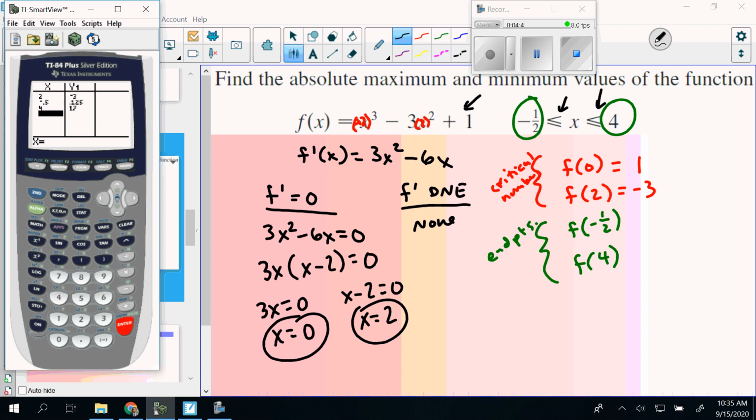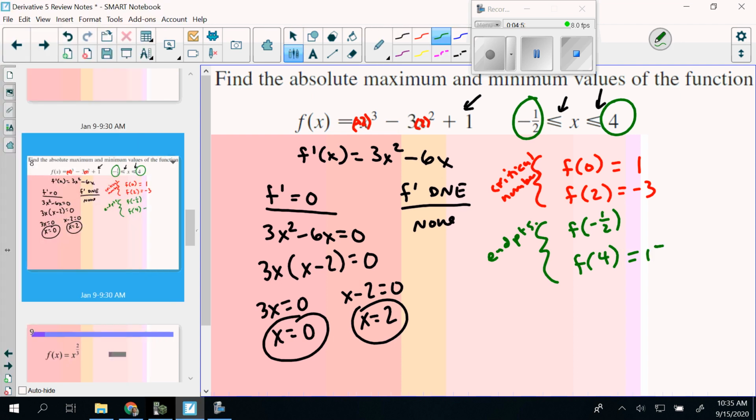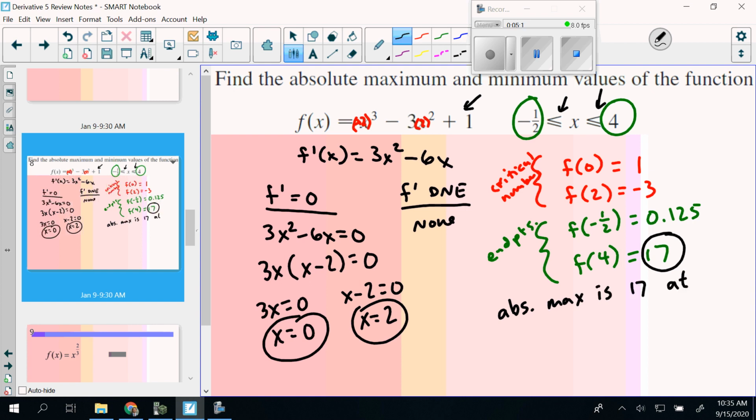So we get this one would be 17, and this one 0.125. All right, so now we're checking what is the largest value out of all these. The biggest one is 17. So we would say our absolute max is 17 at f of 4. Or, sorry, not at f of 4, but at x equals 4.